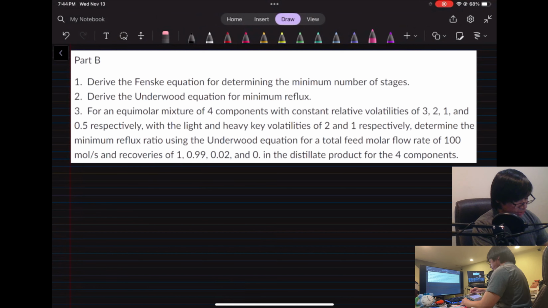So with our Fenske equation, we're determining the minimum number of stages.